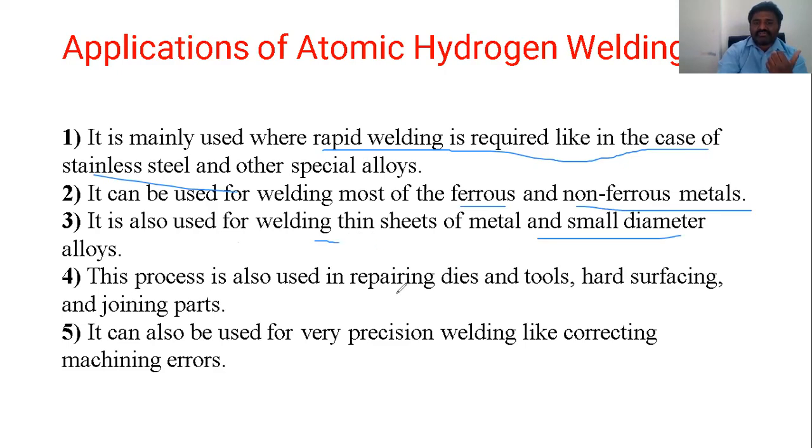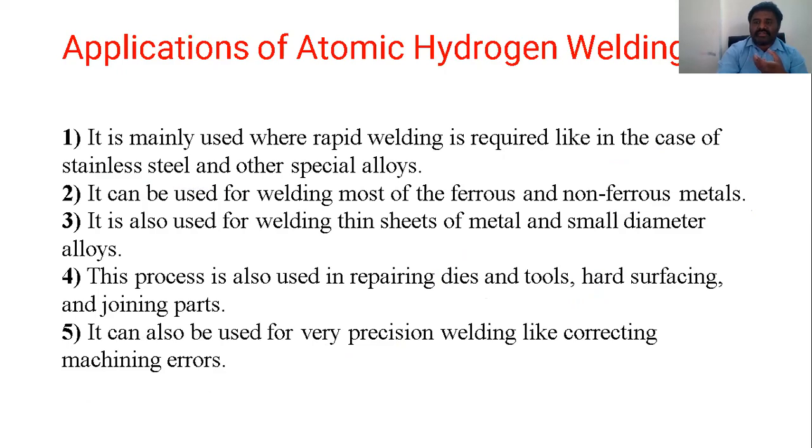The process is also used in repairing dies and tools, as I said, and hard surfacing, joining parts, and very precise welding like correcting machining errors. These are the applications of atomic hydrogen welding.